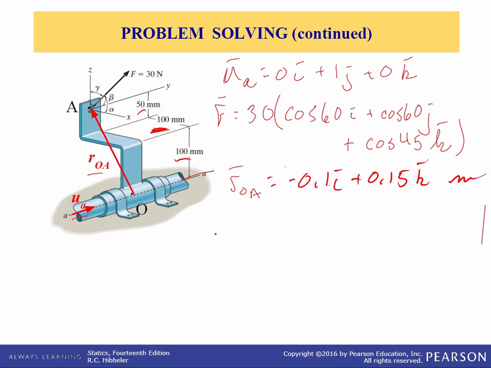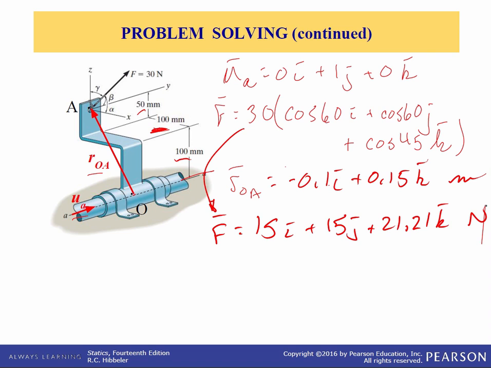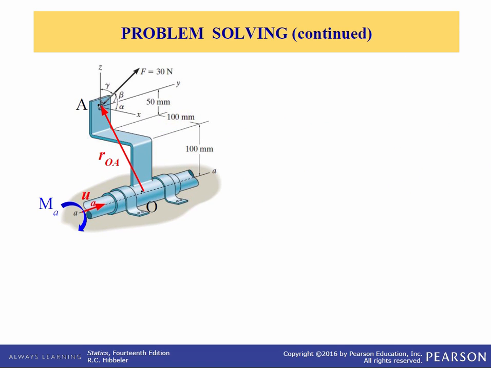Now when you multiply out the force vector from this equation, you get the force is 15i plus 15j plus 21.21k. Okay. And that's in newtons. So now we need to find the triple dot product to solve for our answer. And again, that's M sub A is equal to u sub A dotted with r OA cross F. So let's build our matrix.